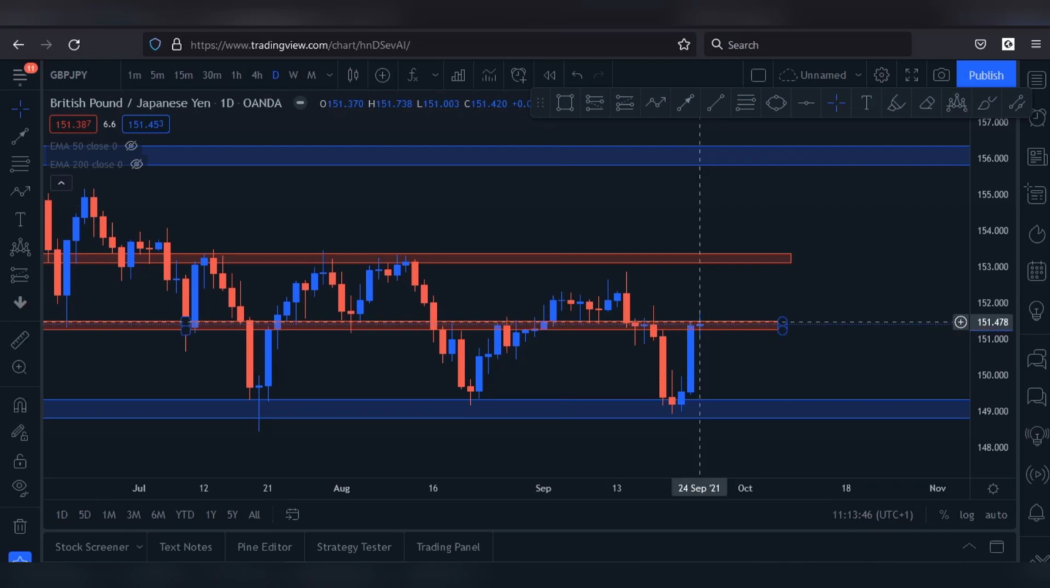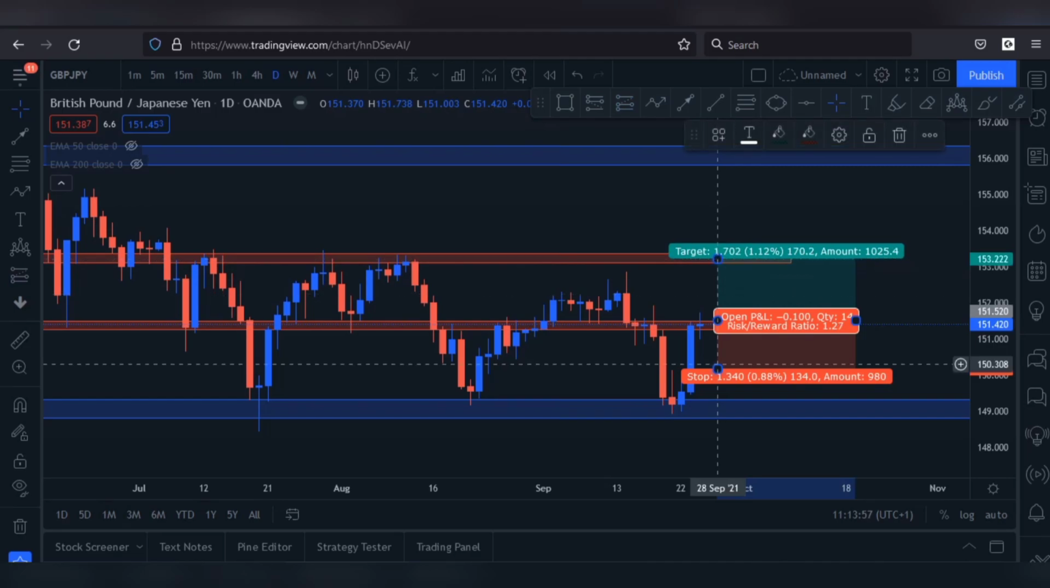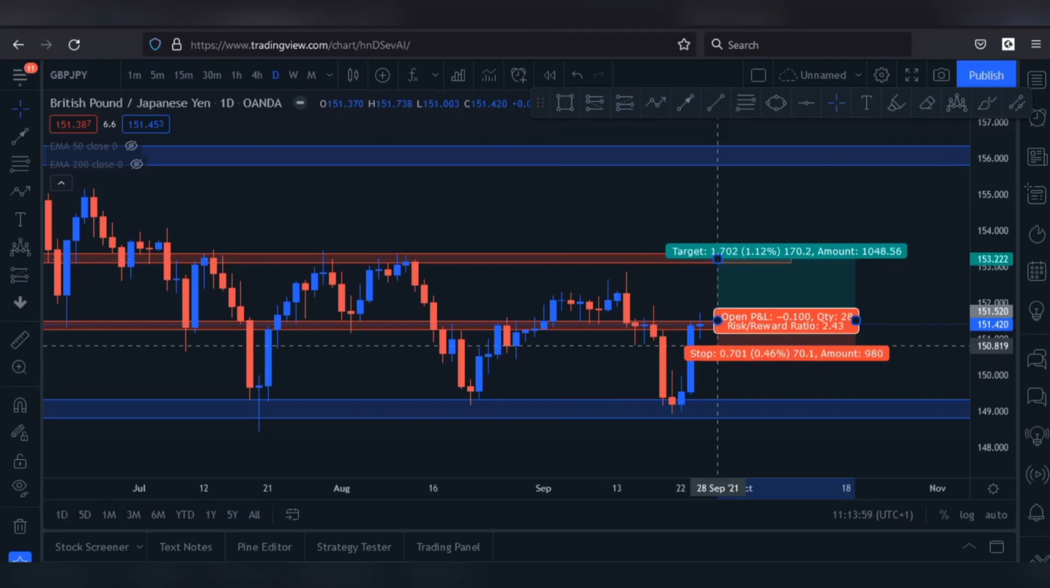So what you'll be expecting in this coming week for GBP JPY is another candle to break this up to the top, a retest, and the continuation all the way to this level here. Okay, so if we can just take this trade from here to this level here, that's 170 pips, which is a very, very good move.